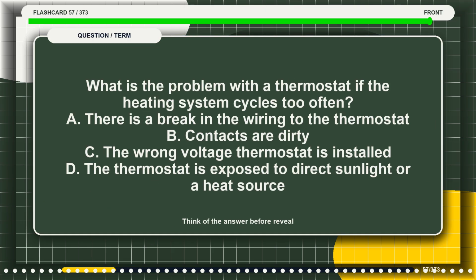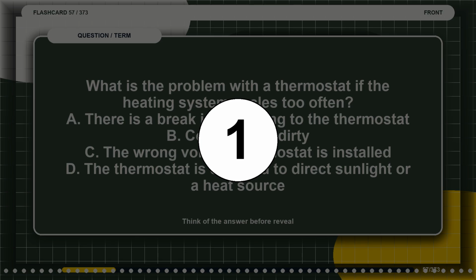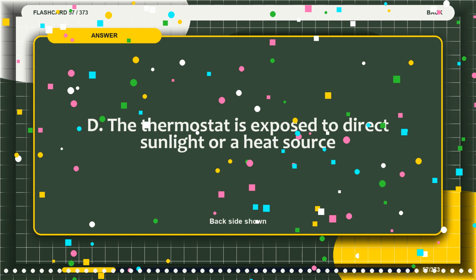Flashcard 57. What is the problem with a thermostat if the heating system cycles too often? A. There is a break in the wiring to the thermostat. B. Contacts are dirty. C. The wrong voltage thermostat is installed. D. The thermostat is exposed to direct sunlight or a heat source. Think of the answer before the reveal. The answer is D. The thermostat is exposed to direct sunlight or a heat source.